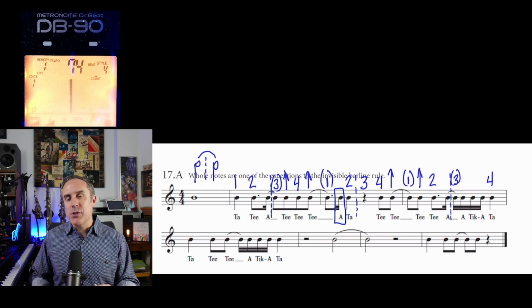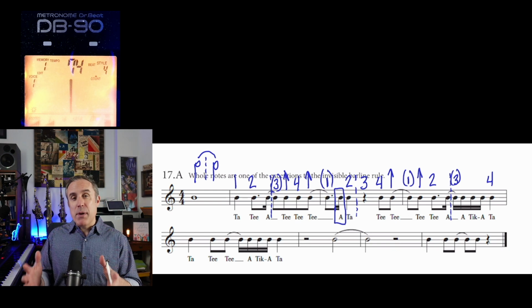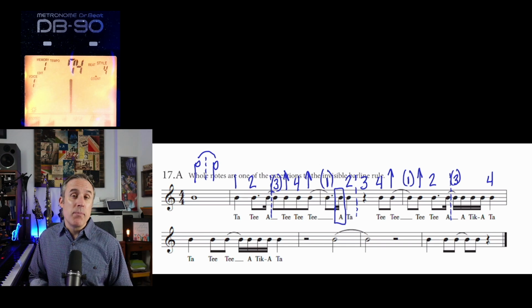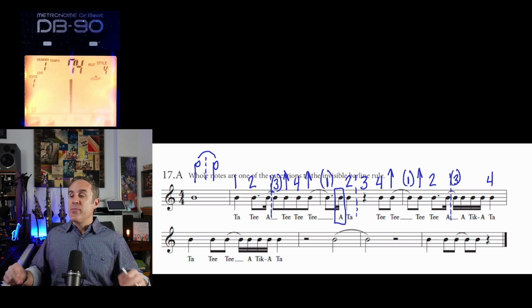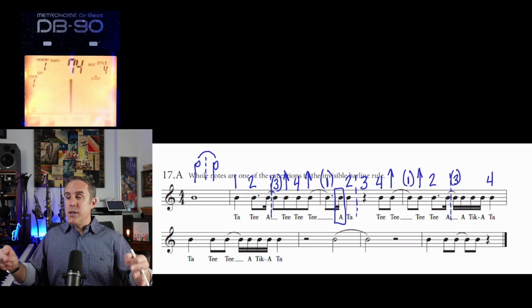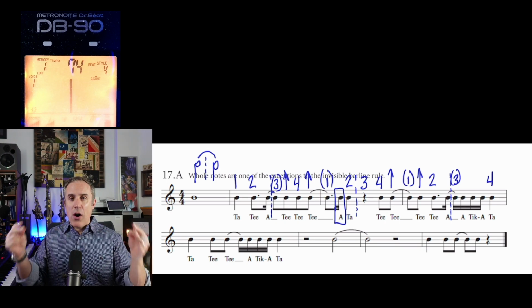Now let me demonstrate beat 4 of measure 3 going all the way through measure 4. I'll do it once for you and then again you can join me on it. So I'm going to just count off 3 beats. Then I'm going to enter on beat 4 of measure 3. Here it is. 1, 2, 3. Ti, ti, ti, ti, ah, ah, Tik-A ta.